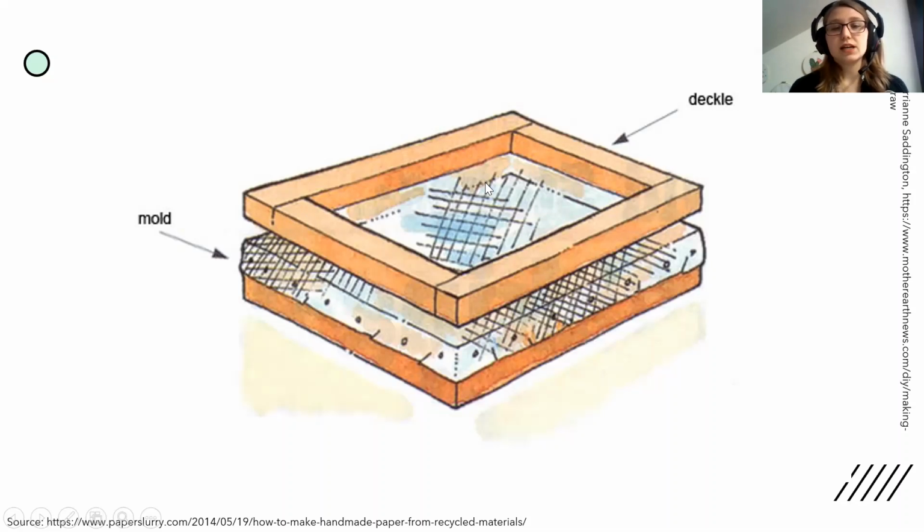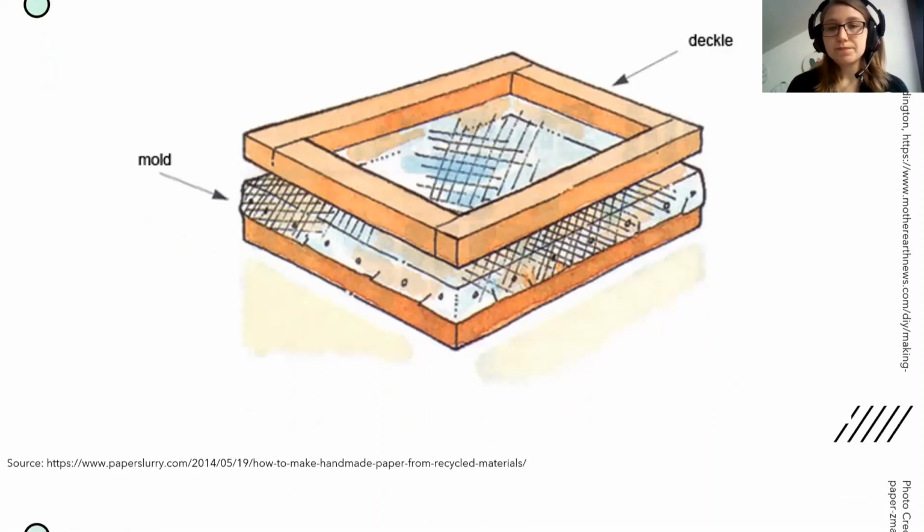And so what this does is you'll create an inch or so margin around the edges. And then on the inside, that will be your piece of paper created from the pulp. So your decal is creating the shape of your paper, and the mold is actually providing the platform for the slurry to collect on and the water to seep through.